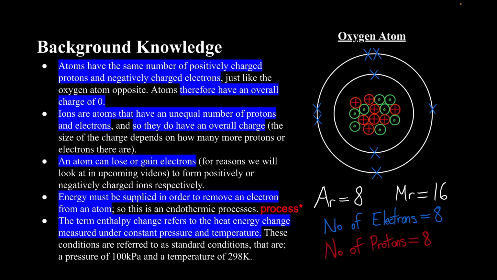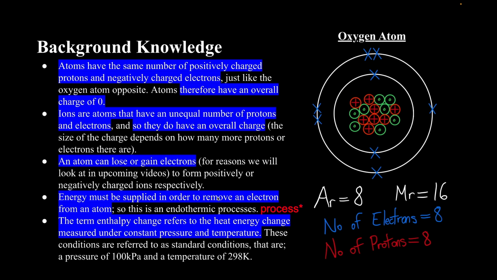An atom can lose or gain electrons for reasons we'll look at in upcoming videos to form positively or negatively charged ions respectively. An atom that loses electrons becomes positively charged because we have more protons than we do electrons, and an atom that gains electrons will become negatively charged because there will be more electrons than protons. Energy must be supplied in order to remove an electron from an atom. So this is an endothermic process.